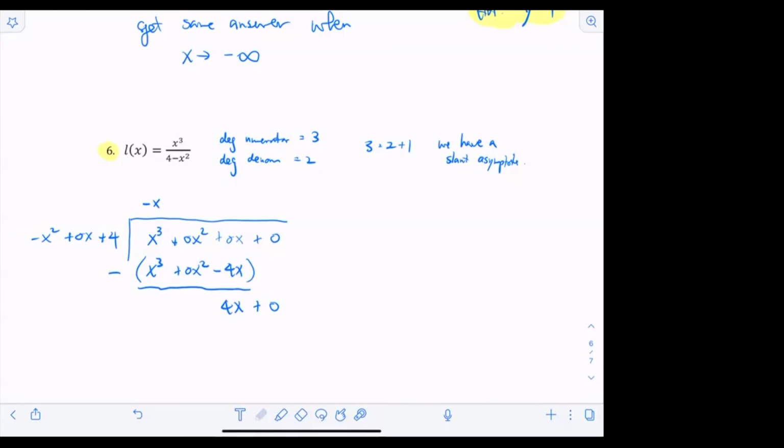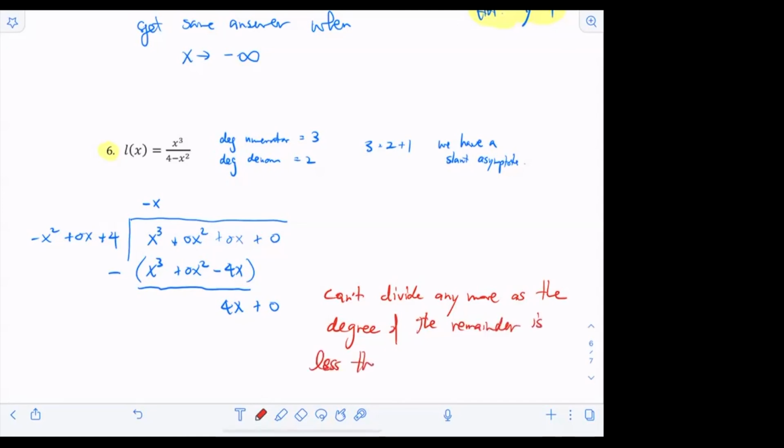So I'll make a comment. Can't divide anymore as the degree of the remainder is less than the degree of the divisor. Right? The degree of this is 1, the degree of this is 2.